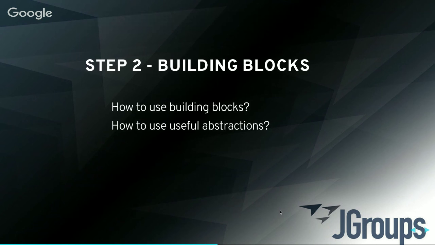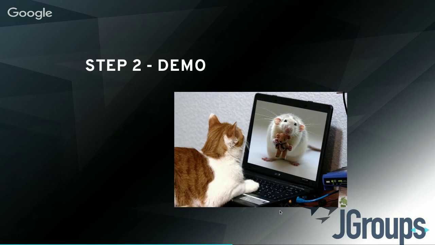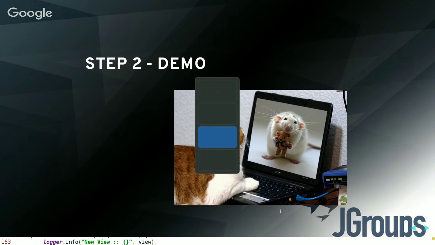So let's take a look at the building blocks. Building blocks are the highest-level APIs provided by JGroups. These are abstractions created for you, just to not write the same code many times. So let's get back into IntelliJ and take a look at that.